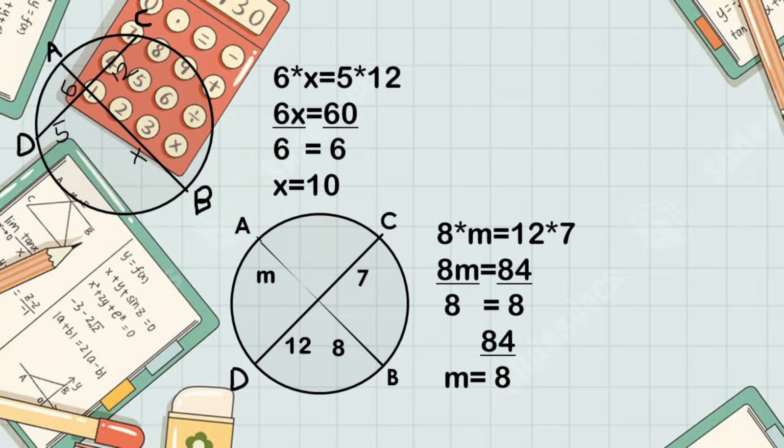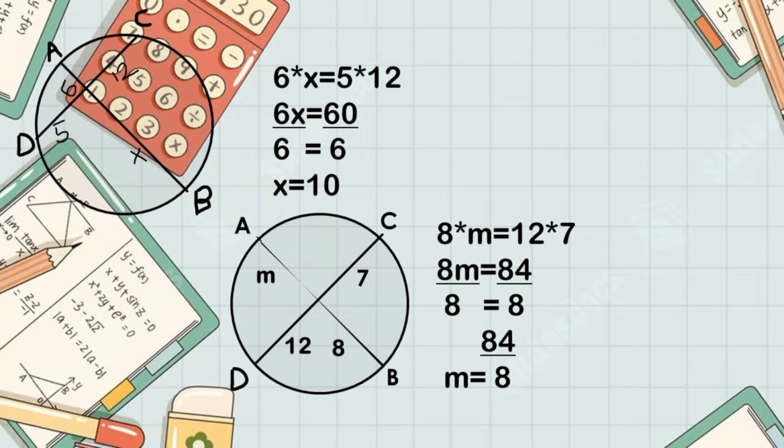So 6x equals 60. Then divide 6x by 6, because it divides itself: 6x divided by 6 equals 1, so we copy the x. Then 60 divided by 6 equals 10. So x equals 10, the value of x.